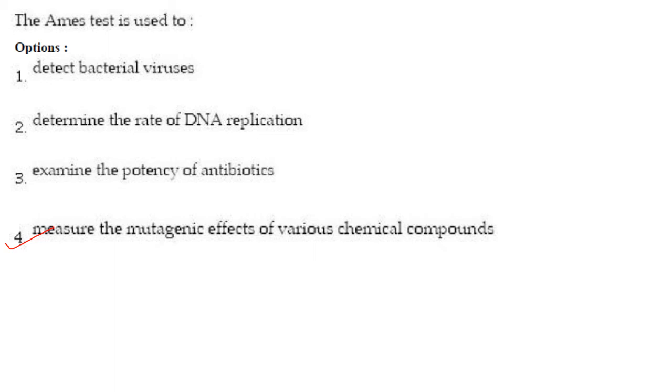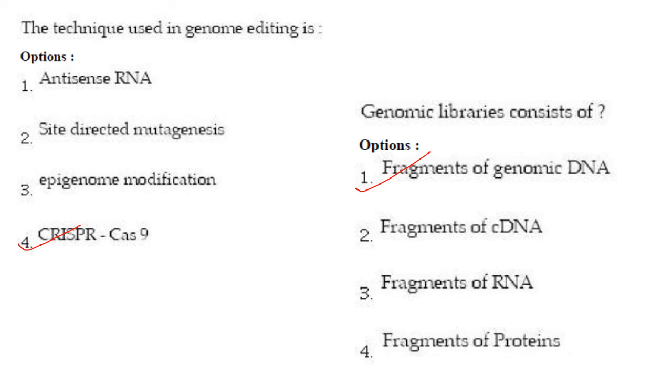Next one. The Ames test is used to option 1, detect bacterial viruses, 2, determine the rate of DNA replication, 3, examine the potency of antibiotics, 4, measure the mutagenic effect of various chemical compounds. Answer is option 4, measure the mutagenic effect of various chemical compounds. Next one. The technique used in genome editing is option 1, antisense RNA, 2, site-directed mutagenesis, 3, epigenome modification, 4, CRISPR-Cas9. Answer is option 4, CRISPR-Cas9.